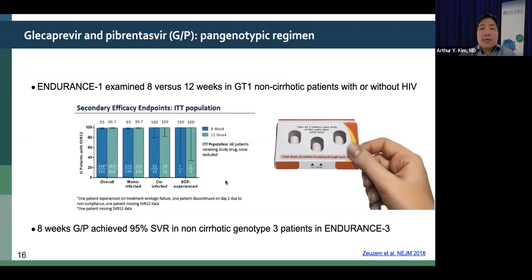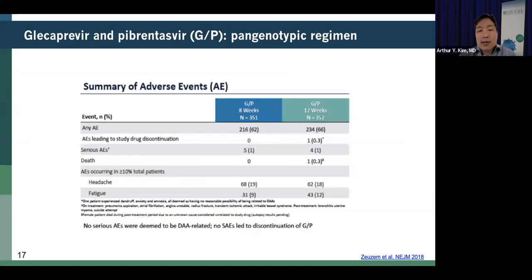And so, just looking at their adverse event profile, or the safety really, while a number of individuals would report something going on, any adverse event during the study periods, you can see how low the rates are leading to study drug discontinuation. So of these 700 people, only one really had to stop anything. Serious AEs and death occurred, but none of them were deemed to be related to the DAA and did not result in discontinuation. There is some headache, fatigue, looking both in these studies and the package insert.